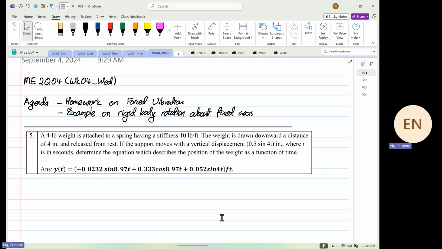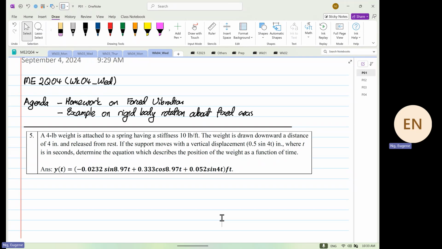I'm going to do this problem. I started it halfway, but I'm going to start from the very beginning. A 4-pound weight is attached to a spring, having a stiffness of 10 pounds per foot. The weight is drawn downwards a distance of 4 inches and then released from rest. If the support moves with a vertical displacement of 0.5 sin 40t inch, where t is in seconds, determine the equation which describes the position of the weight as a function of time.